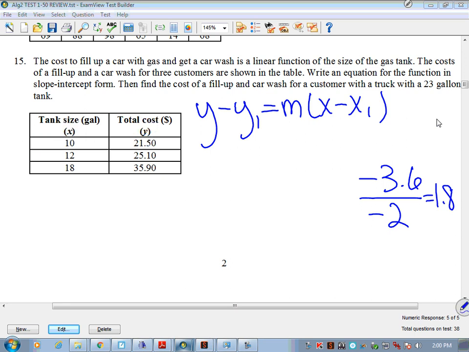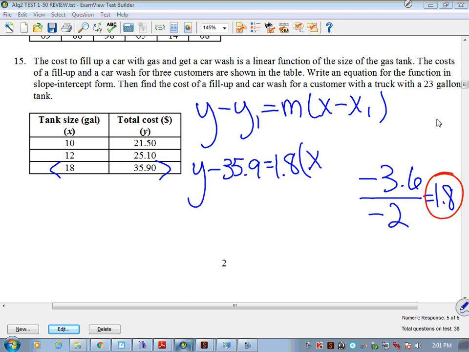But just so that we're not leaving anybody out, let's go ahead and use our last coordinate. Okay? So we're going to do y minus 35.9 equals our slope, 1.8, which we got from right here. Okay? Times x minus x1, which is 18.